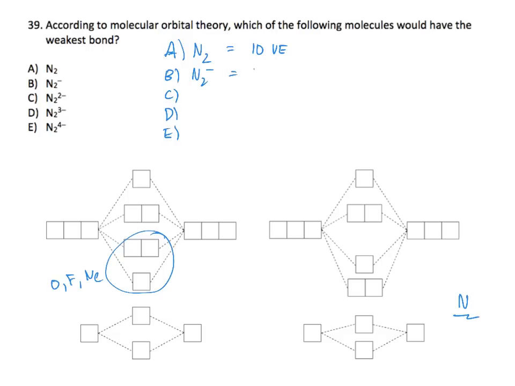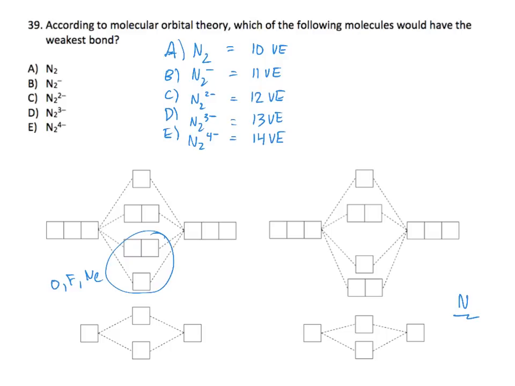N2 minus has 11 valence electrons. N2 2 minus has 2 extra electrons for 12 valence electrons. N2 3 minus has 13 valence electrons. And finally, N2 4 minus has 4 extra electrons for 14 valence electrons.